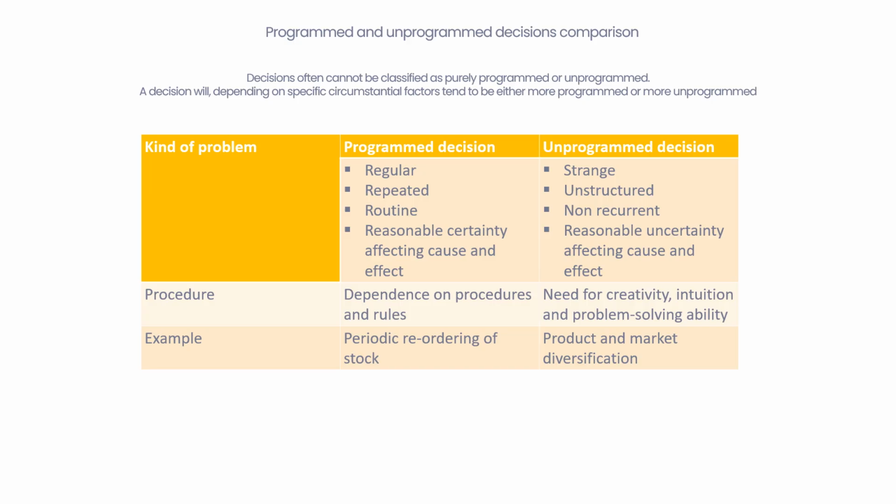They give us an example for a programmed decision: periodic reordering of stock, for instance. And for an unprogrammed decision, a product or market diversification. There is something new as a product, there is something new in your market. So what are you going to do with this? Because it's new, you need creativity. You need problem solving ability. But you'll see they give us some methods which are going to help us if we are facing an unprogrammed decision.